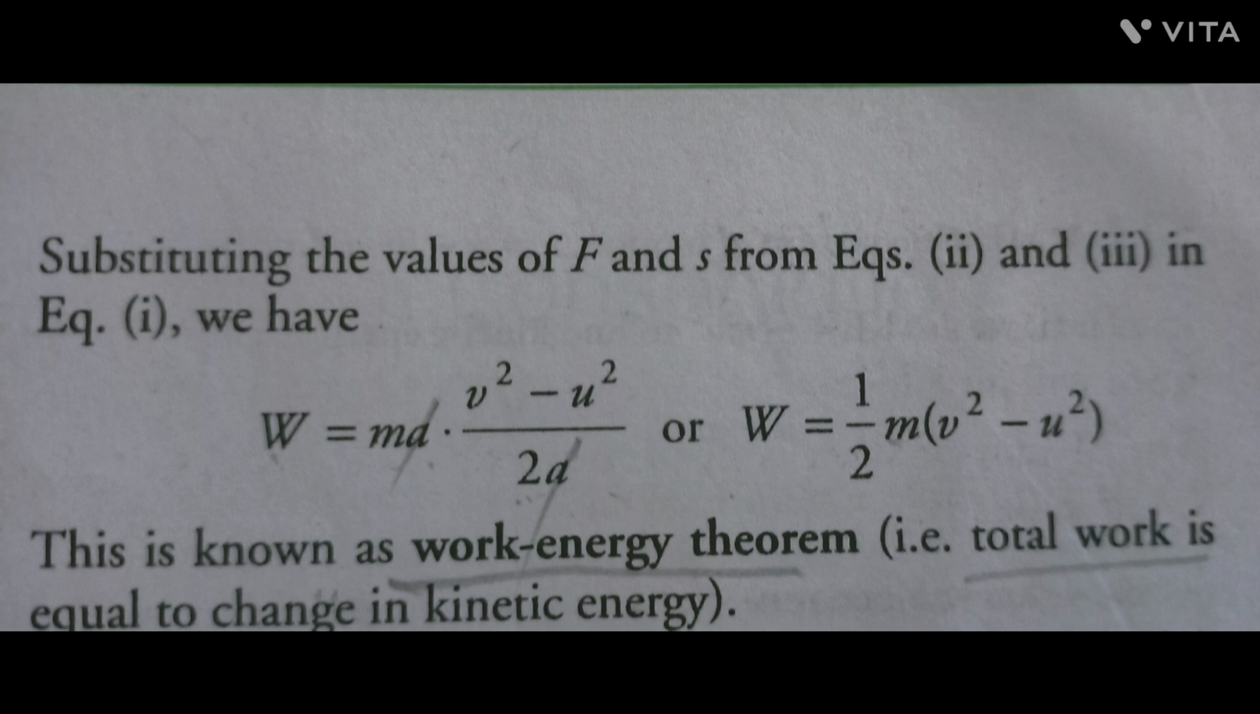Cancelling a and a, we get W is equal to half m times v square minus u square. You can also write it as W is equal to half mv square minus half mu square, which is the total work done, that is equal to the change in kinetic energy. This is known as the work energy theorem.